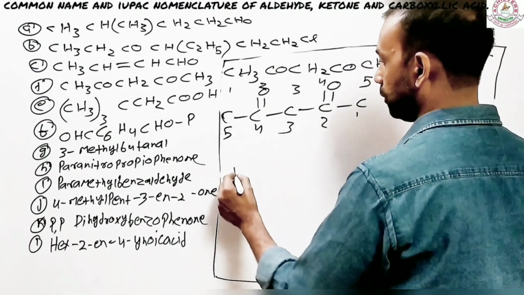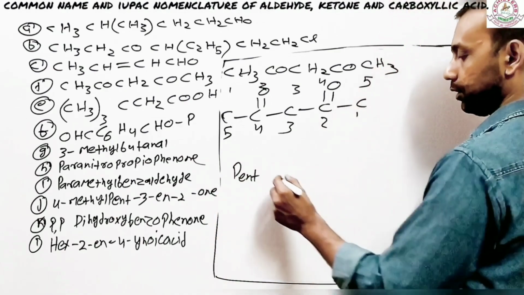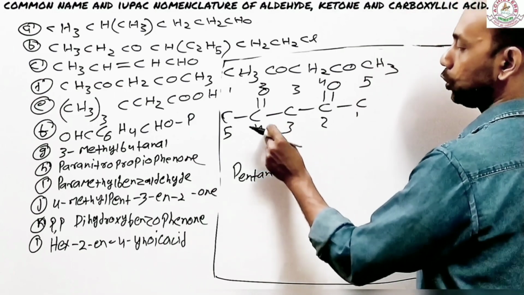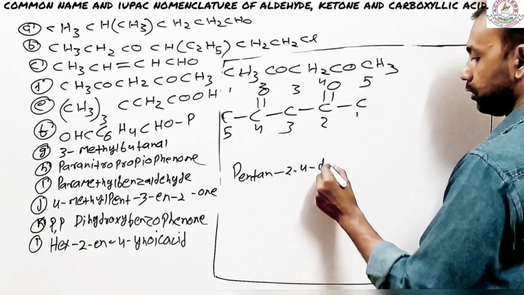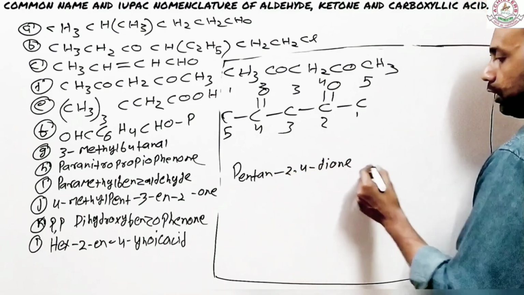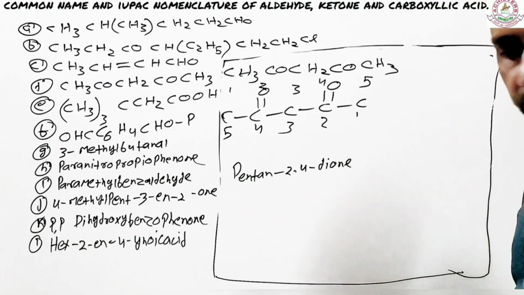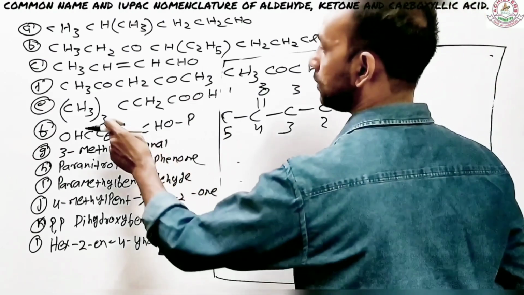So this is going to be pent, or pentane. It's 2,4-dione. Pentane-2,4-dione. Right? So this is what the next one is. Let's take another one here. Your another one is right here.